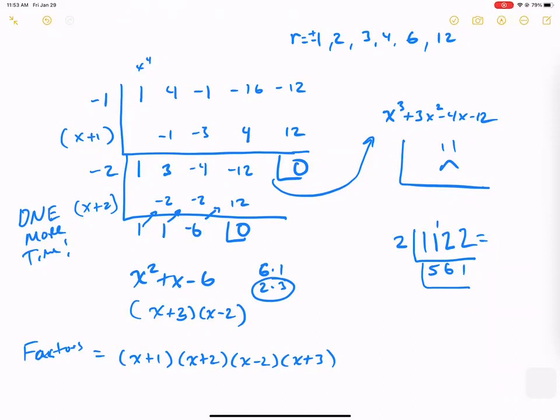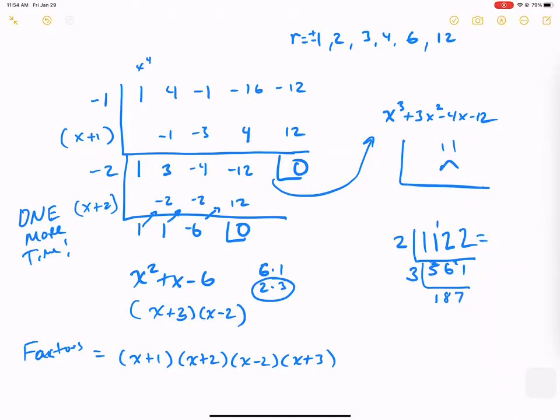Can we divide 561 by 3? 5 plus 6 is 11, plus 1 is 12. You can divide 12 by 3, so yes, you can divide this by 3. 3 goes into 5, 1 time, remainder 2. 3 goes into 26, 8 times, that's 24, remainder 2. 3 goes into 21, 7 times.